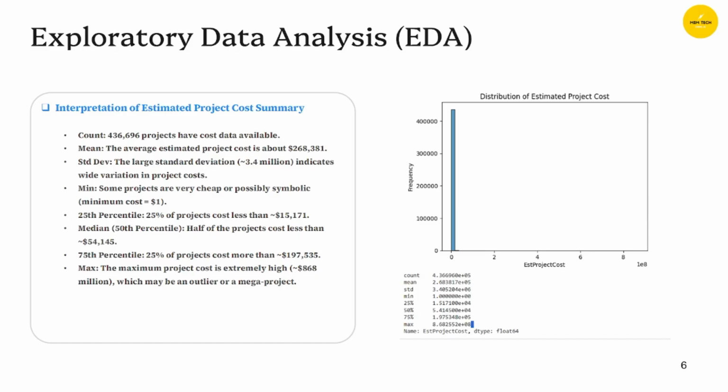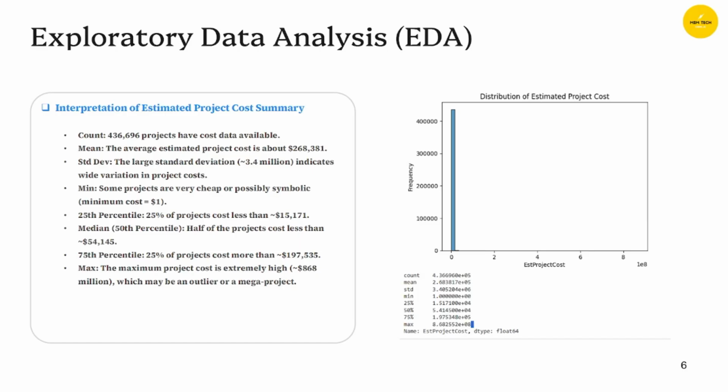As we know, we have 436,696 records, and the mean is 268,381. The standard deviation is 3.4 million, which indicates wide variation in the project cost. So that is one of the concerns here, that the data is highly skewed.